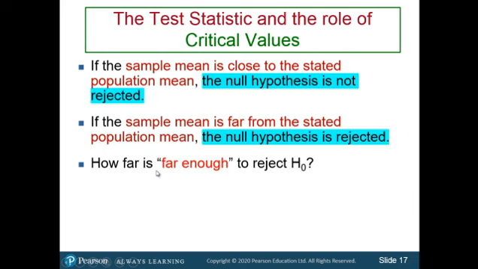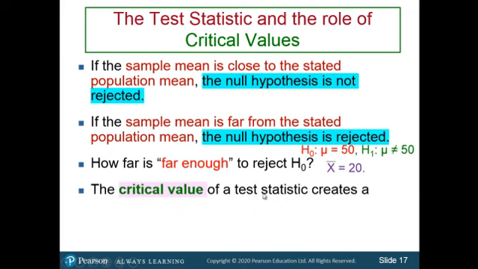So the question is, how far is far enough to reject the null hypothesis? We want to know how big the difference should be before we reject the null hypothesis. So this is our null hypothesis, mu equal to 50, mu not equal to 50, just for example. Then we collect a sample and calculate the sample mean, which is equal to 20.